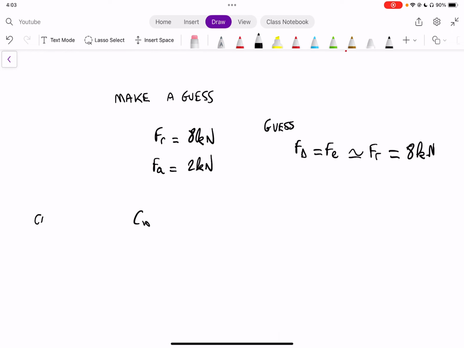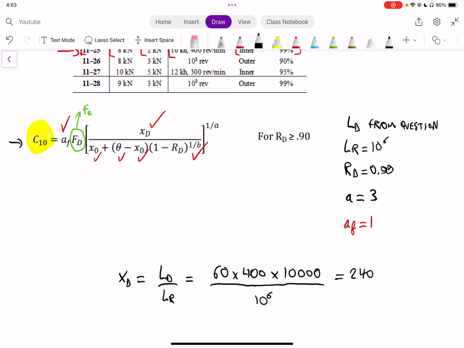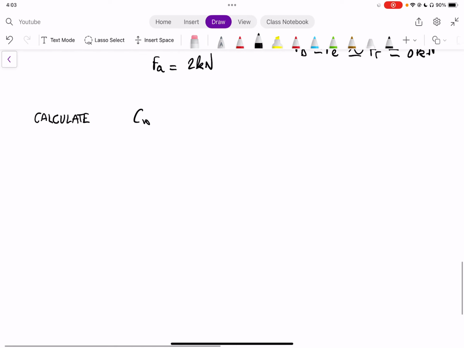So we can then calculate C10 from our C10 equation, because now we have all of our values with our guess for FE. So we guessed, this was guessed at first, and so we can use the guess value to find the C10 based on our guess. If we calculate C10 based on a guess, we find that C10 is equal to 82.5 kilonewtons. Okay, so that's our calculated C10.